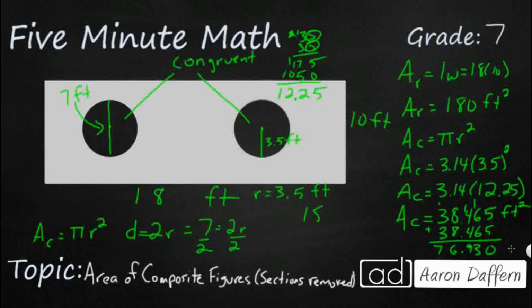Now I need to subtract that from my 180, and that's where it gets difficult. So I'm going to add my 2 decimals there. And if I do this with a whole bunch of regrouping, we are going to see that this area is going to be 103.07, or 103 and 7 hundredths square feet.